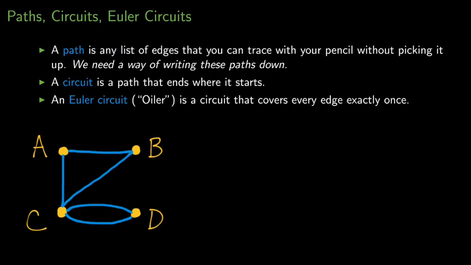So then what is a circuit and what is an Euler circuit? A circuit is a special kind of path that ends where it starts. And that means that all circuits are paths, but not all paths are circuits. An Euler circuit is a special kind of circuit, and it's going to be one that covers every edge in the graph exactly once. Some graphs have Euler circuits and some don't.